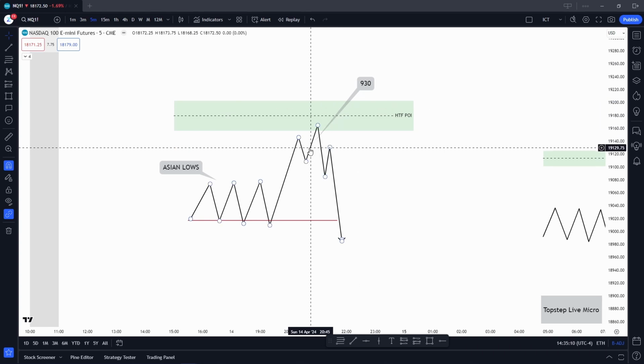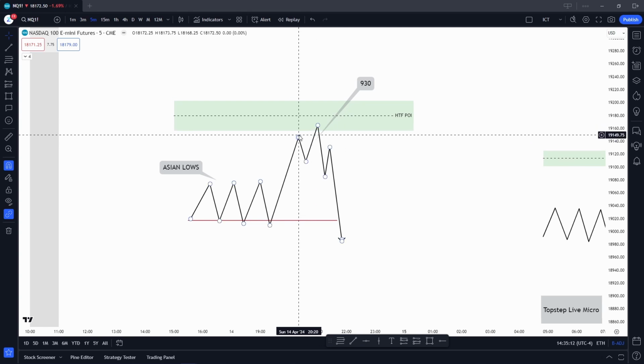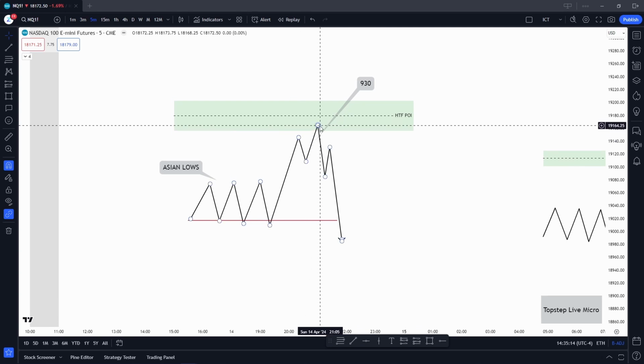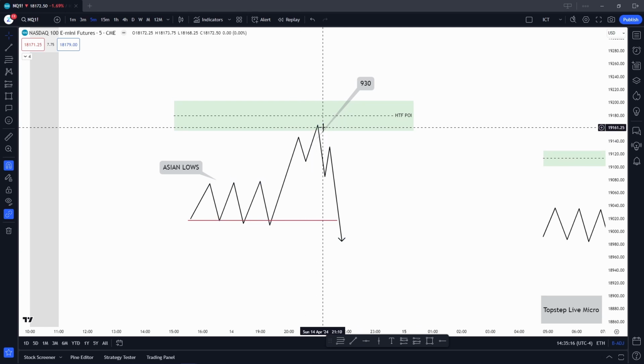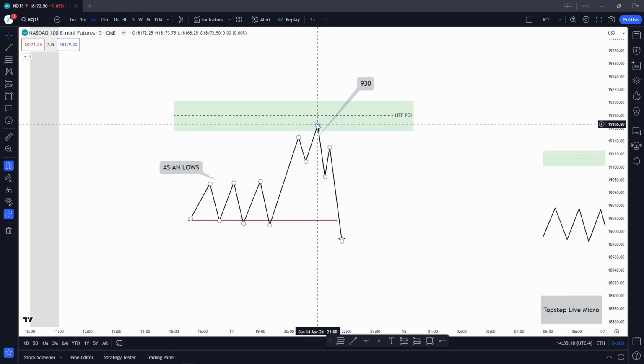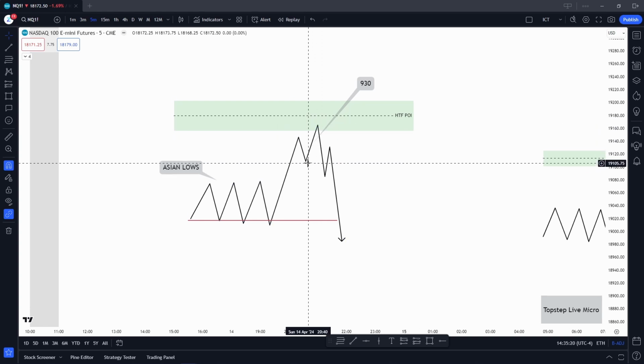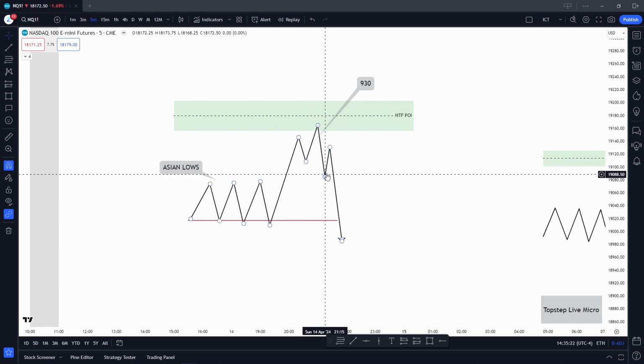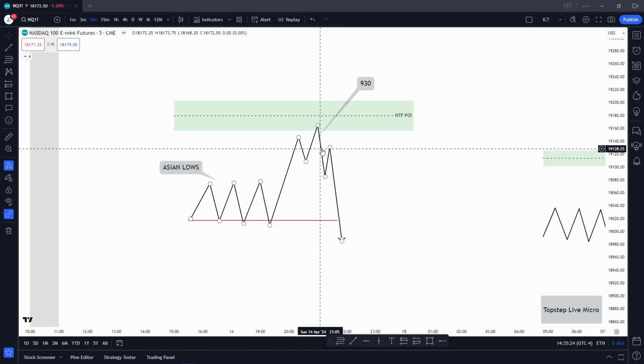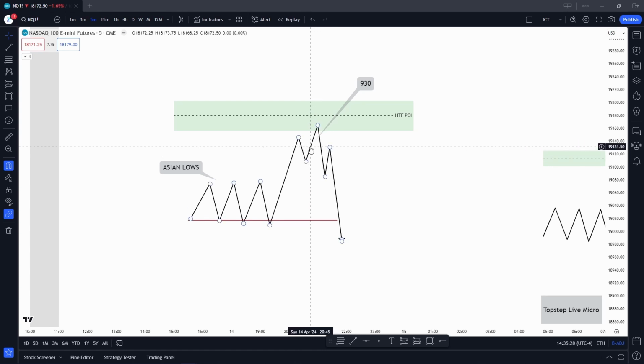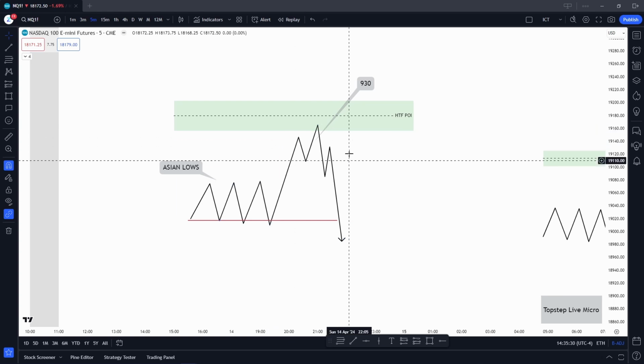So back to what I was talking about, 9:30 drives us above London highs, and we enter into a higher time frame POI at 9:30. Then we displace lower, confirming market structure, and we retrace back into the displacement to either enter into a fair value gap trade here or an inversion here. This is what you're going to see on the 1 minute.